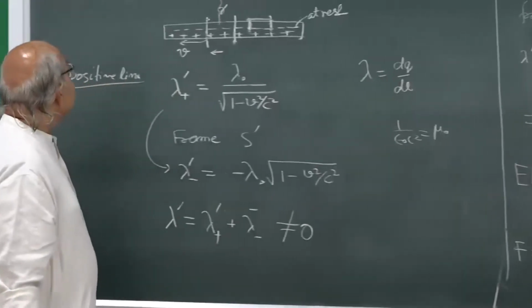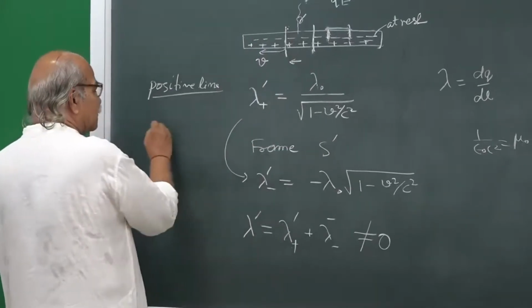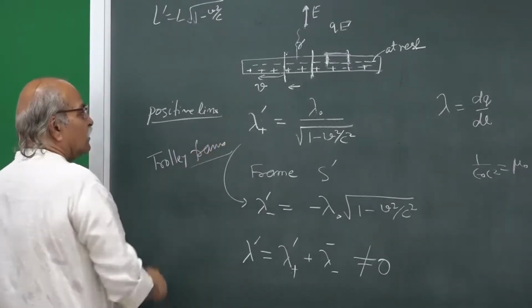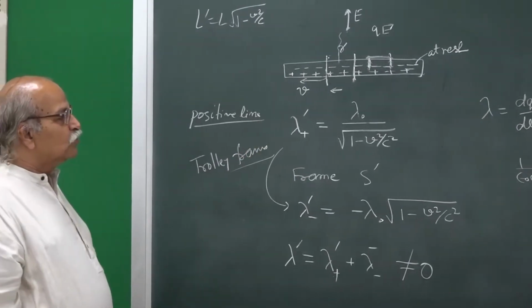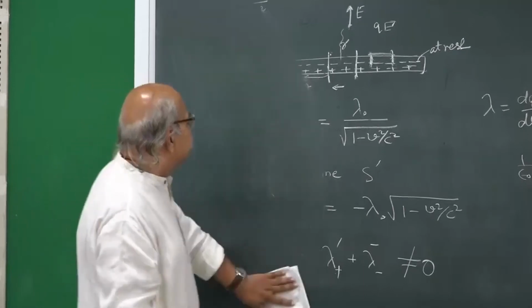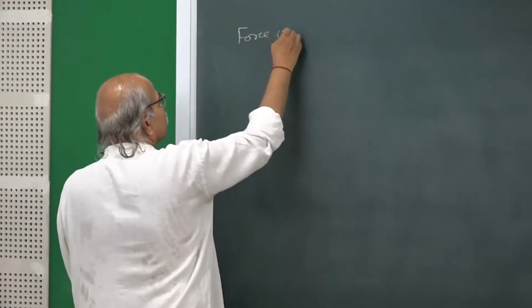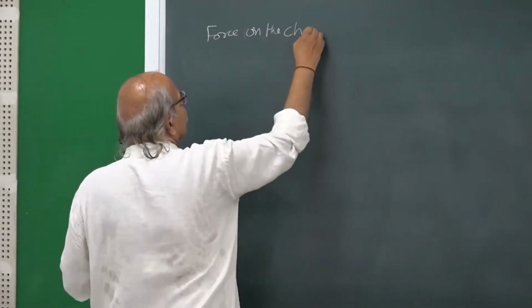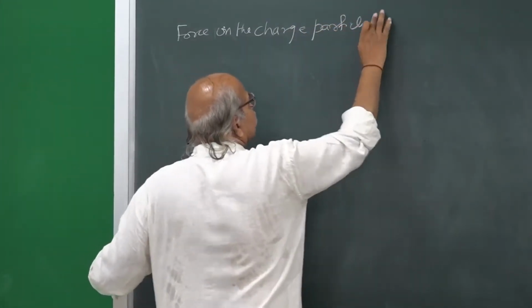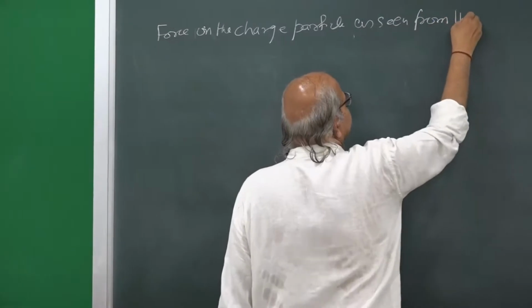Now, let me draw it from the lab frame. This whole picture and whole description, whole calculation was from the trolley frame. So, if I come back to the lab frame and erase all these things from here, the force on the charged particle as seen from the lab frame.